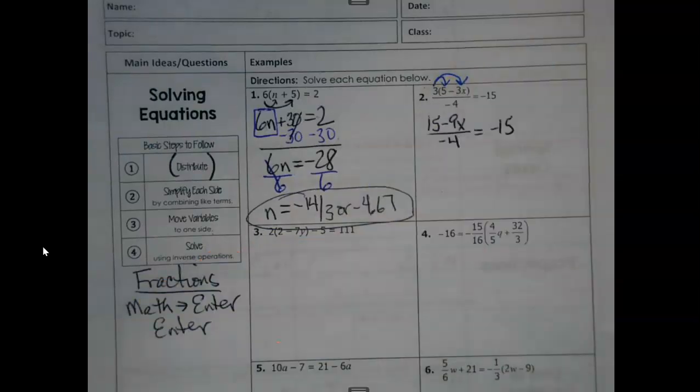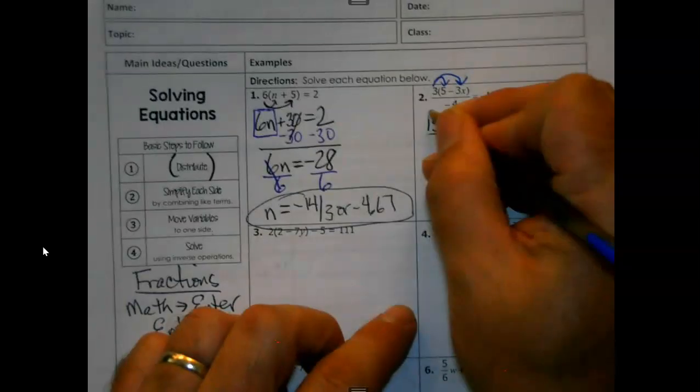Okay. Now it gets a little more interesting. Because this time we got a fraction sitting there, and we don't like the fraction. We got to do an opposite. So, what's the opposite of dividing by negative 4? Multiplying.